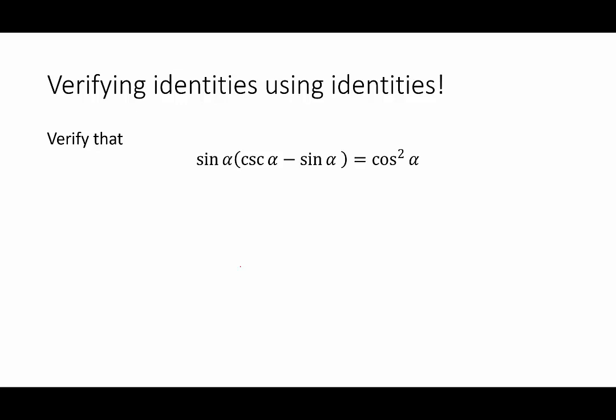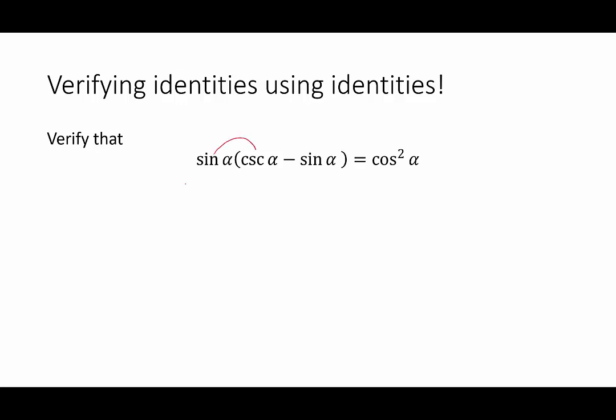Okay, what we want to do is verify that sine of alpha times cosecant of alpha minus sine of alpha is equal to cosine squared alpha. Remember, when we're verifying identities and we have two sides, we ignore one side. So we're going to start on the left side and totally ignore the right side. What does it look like we might want to do here? There are a few options, one of which is to distribute the sine of alpha.